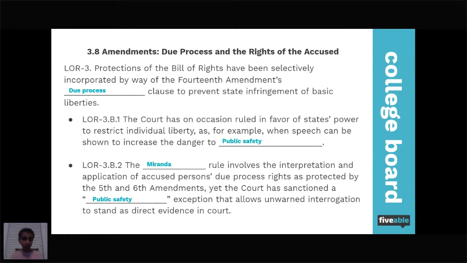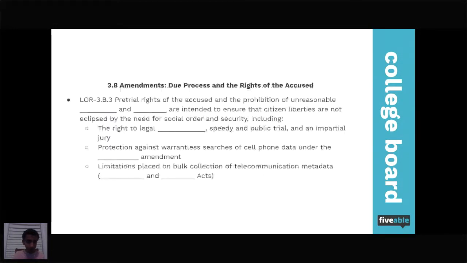The next thing is that pretrial rights of the accused and the prohibition of unreasonable searches and seizures are intended to ensure that citizen liberties are not eclipsed by the need for social order. So in this case, like with Mapp versus Ohio, even though she had obscene materials and she probably should not have, not great for society, sometimes citizens' liberties do outweigh these concerns. This is what we talked about on that one slide earlier, so I would definitely recommend going back.